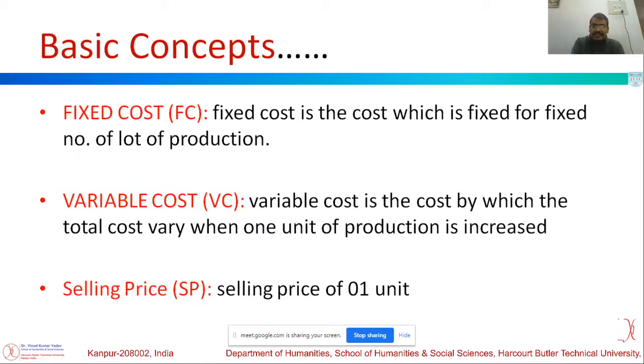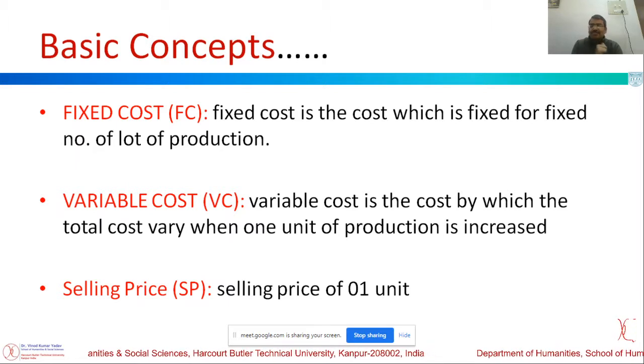But the semi-variable cost is the cost which is not directly varying in proportion to the number of units. Say for example, labor cost. If one pen is produced by one person, 10 pens may not be produced by one person, but yes, 2 persons, 3 persons, but not 10 persons. So it is not 10 times exactly, but it is called semi-variable cost.